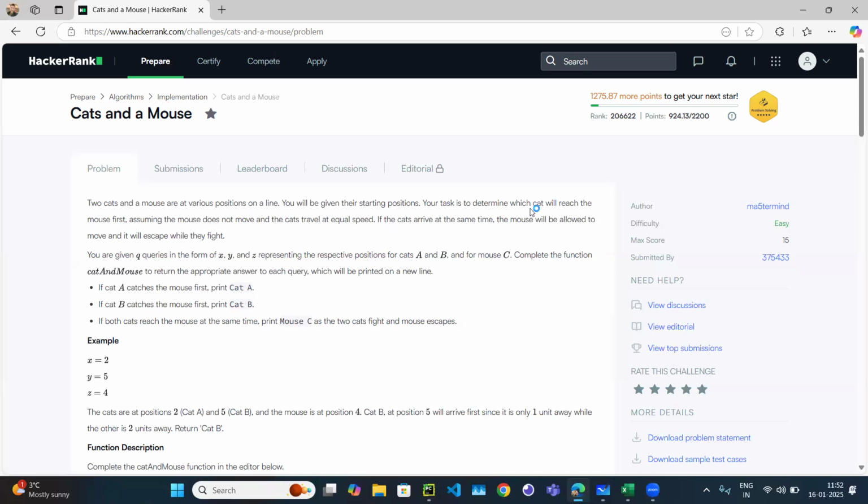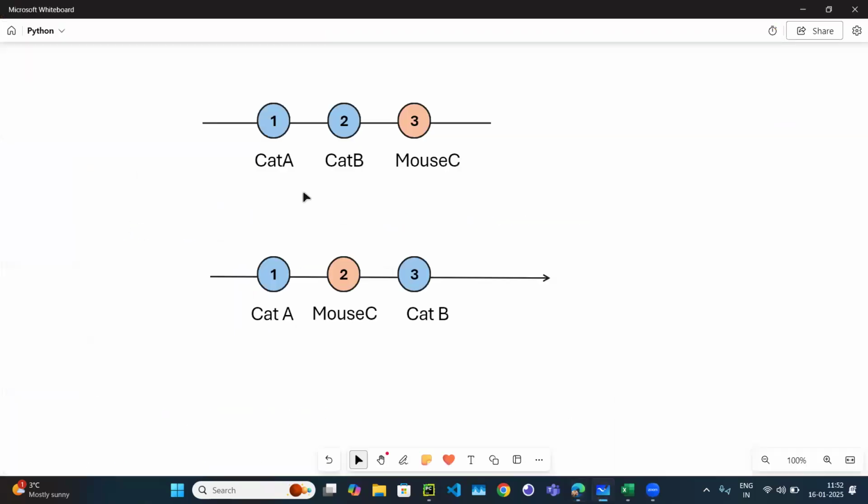Your task is to determine which cat will reach the mouse first. If you see the first example in the diagram, cat A is here, cat B is here, mouse C is there. Which cat is going to reach the mouse first? Definitely cat B, because the distance between mouse 3 and 2 is 1, and 3 and 1 is 2. This distance is shorter, so cat B will reach earlier. In the second example, the mouse is in between, and cat A reaches in 1 minute, cat B also reaches in 1 minute. If we consider this as a minute, 2 minus 1 and 3 minus 2 are both equal to 1. So both will reach at the same time.